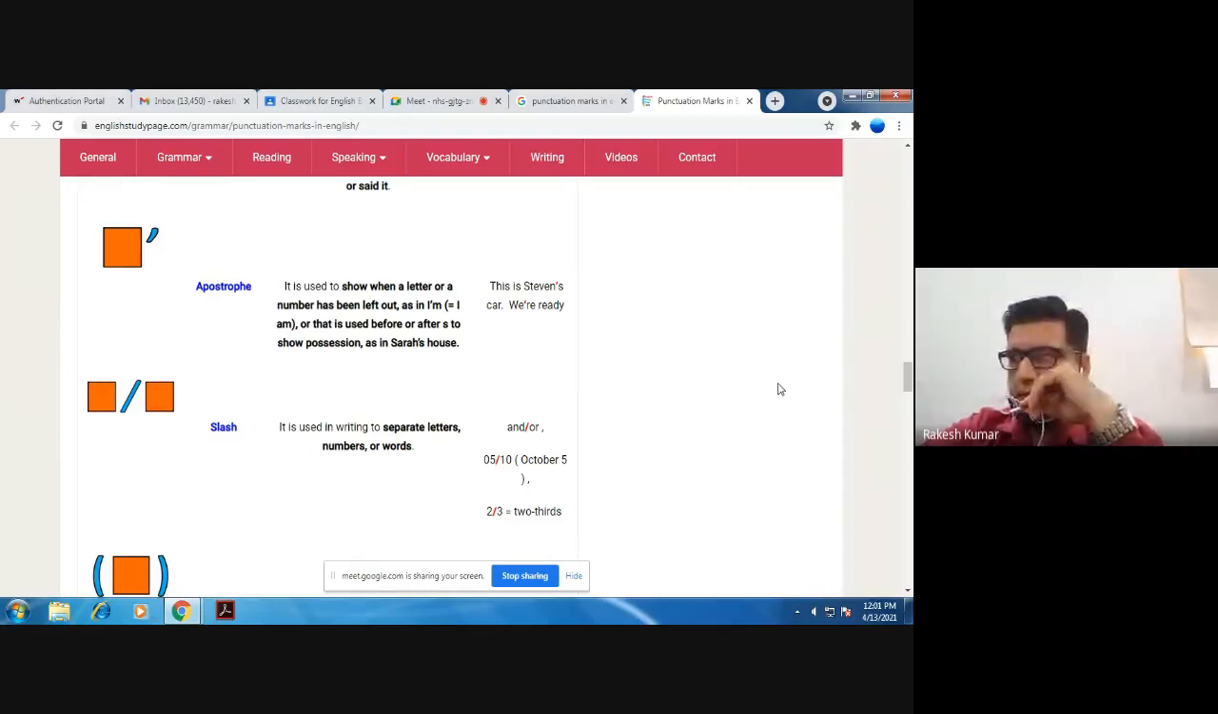Apostrophe. Yes sir. Apostrophe means when you try to show possession with something. This is my pen. This is my car. So when you talk from a third person's point of view, this can also be done with the apostrophe. This is Steven's car.